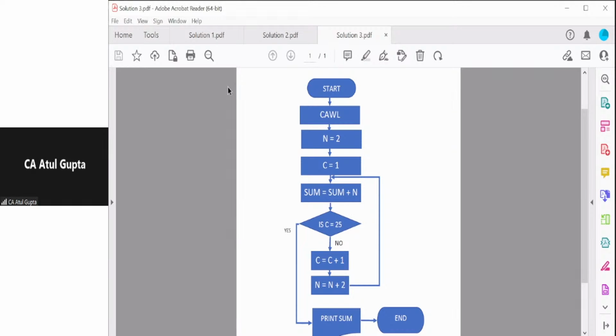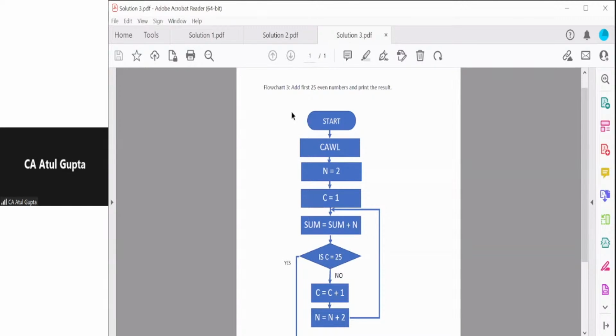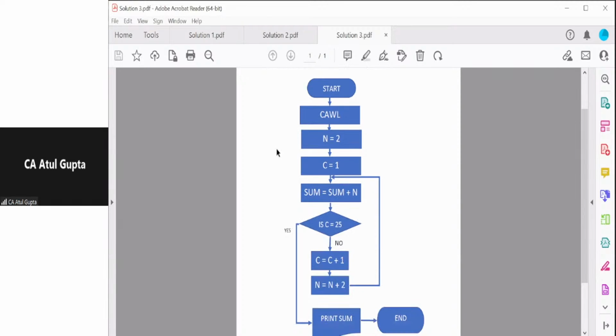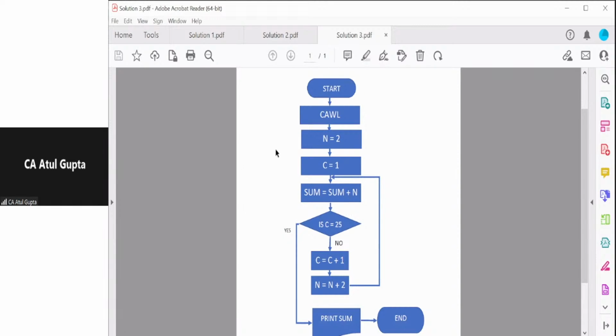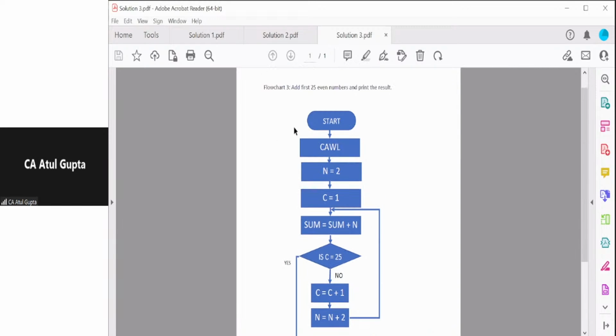Okay, now next, let us read the question. The question is: add first 25 even numbers and print the result. So this is another category of flowchart that allows us to learn another aspect in flowchart, where you need to create something called a count or counter. So how do you understand that the flowchart requires a counter?